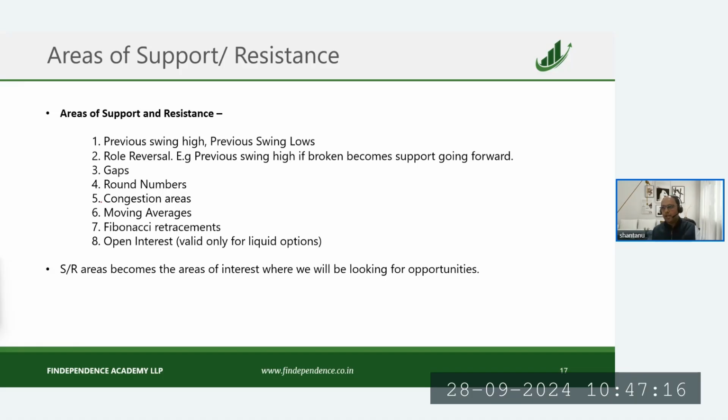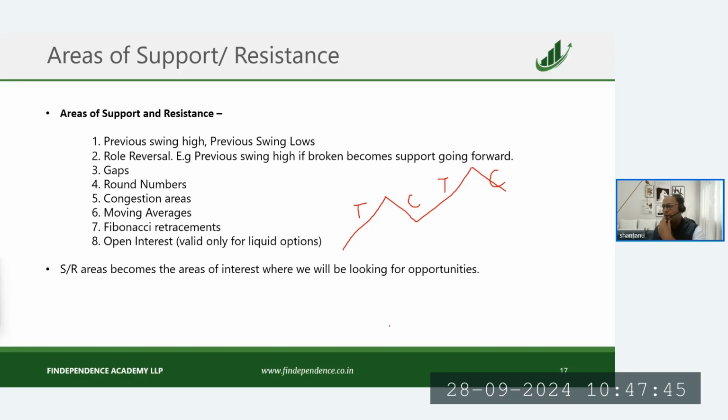Next is congestion area. What I mean by congestion area is, we had a look at trend. So I said trend is a series of trending moves and correcting moves. Okay, it is a series of T and C. As I said, this C is a simple correction. It may not happen always.